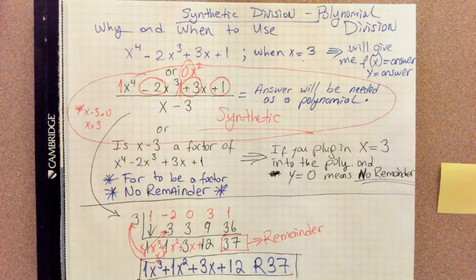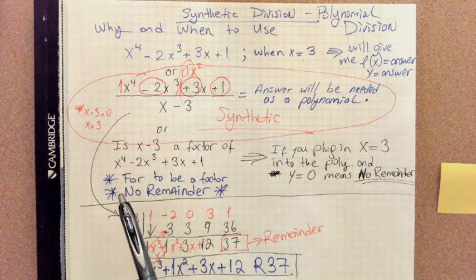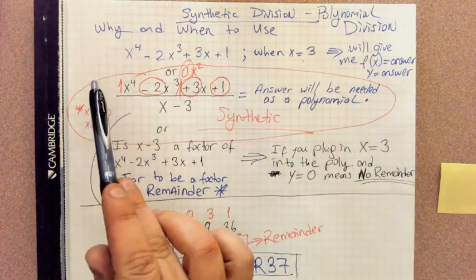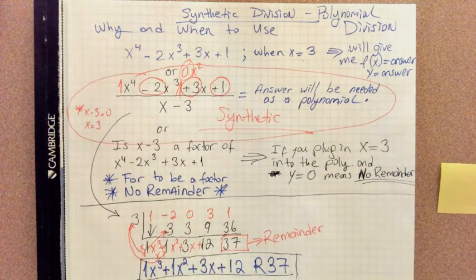So if they're asking you a question like, is it a factor? By all means, plug it in, plug the x value, and then go from there. But if they're asking you what the answer to the division will be, you should be using synthetic division rather than long division because it's much easier.